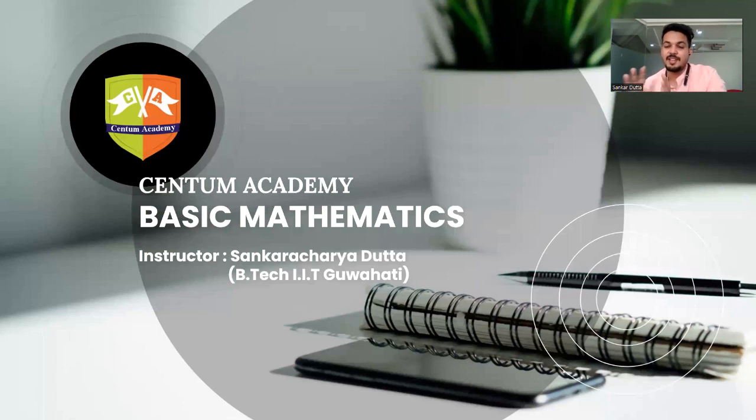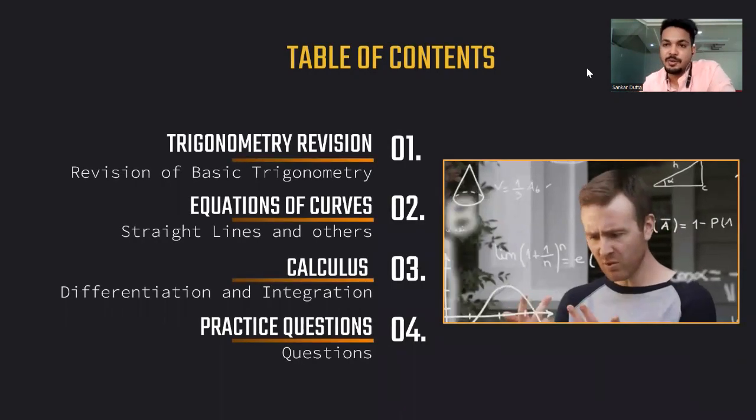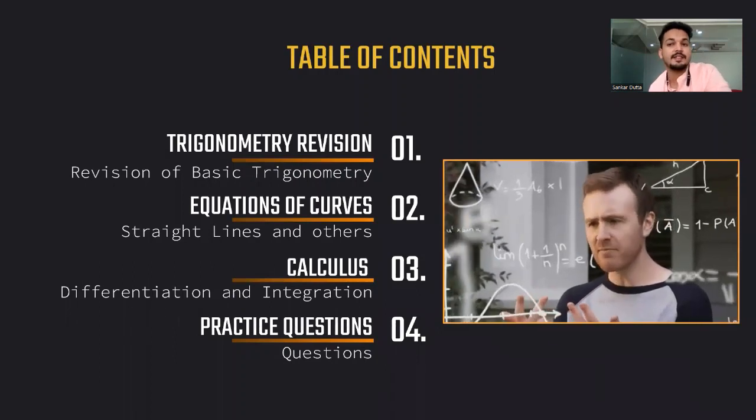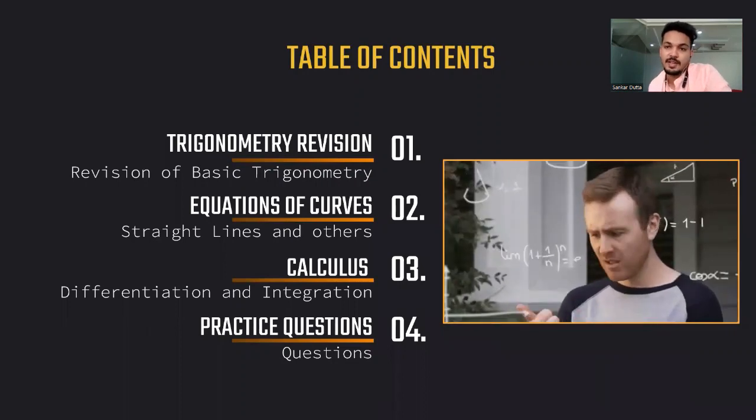So the aim of this lecture is to present the students of class 11 with a basic understanding of the mathematical tools required to understand physics. By that, I mean these particular topics: trigonometry, the equation of different curves, and calculus. Students coming from class 10 have little to no knowledge of calculus, so that part will be very, very important.